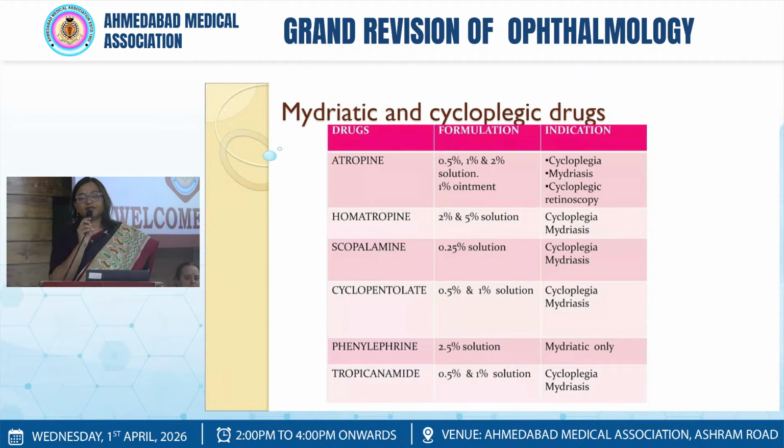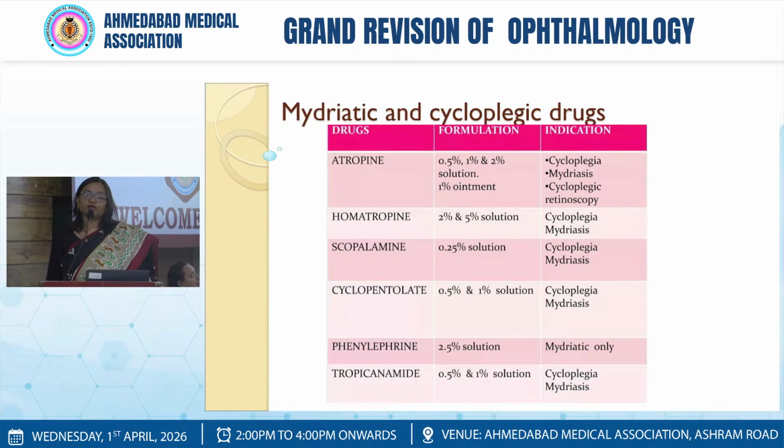The mydriatic drugs act on the dilator pupillae muscle. Either they paralyze the sphincter pupillae muscle or they act on the dilator pupillae muscle. So they will just dilate the pupil, while cycloplegic drugs act on the ciliary muscle. So these drugs relieve the ciliary spasm.